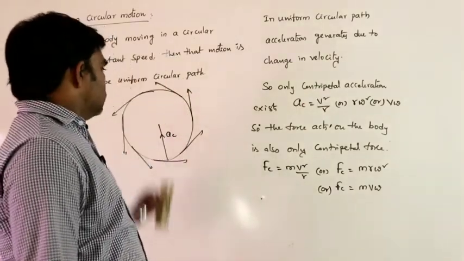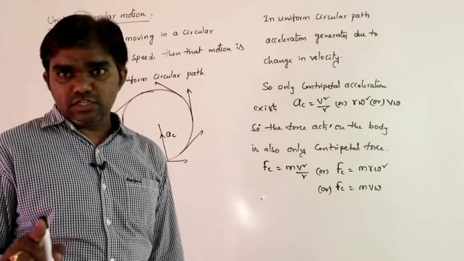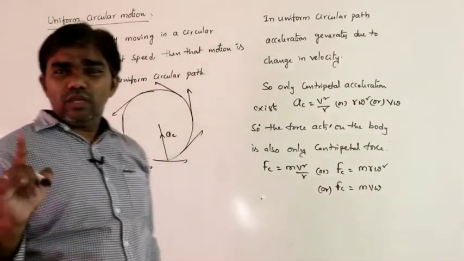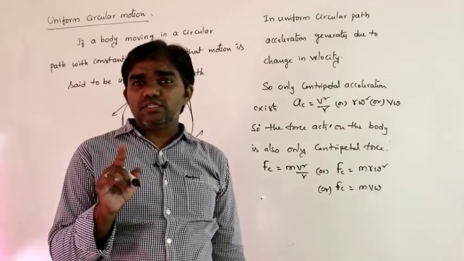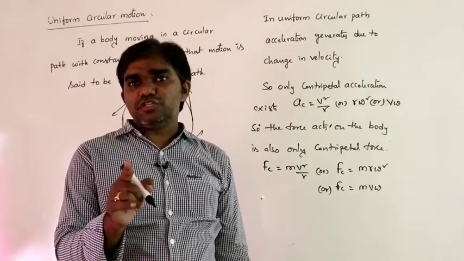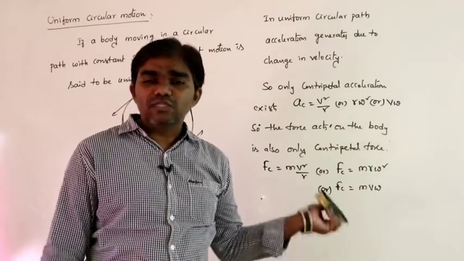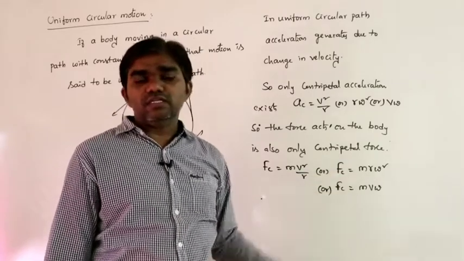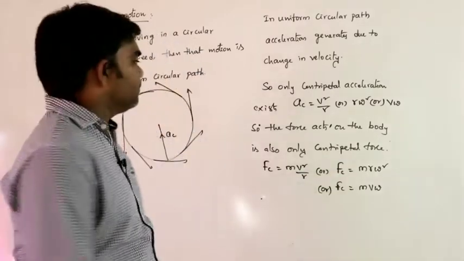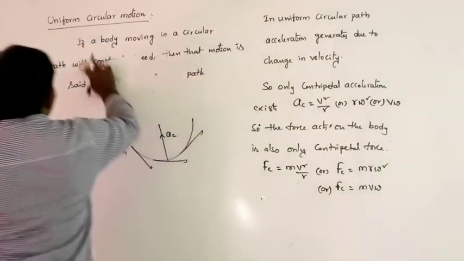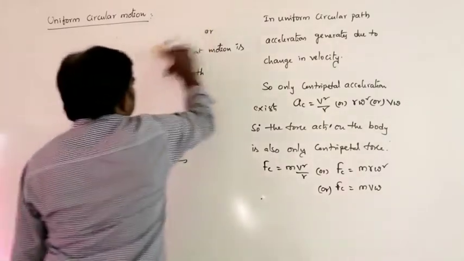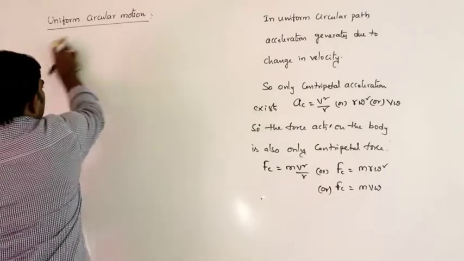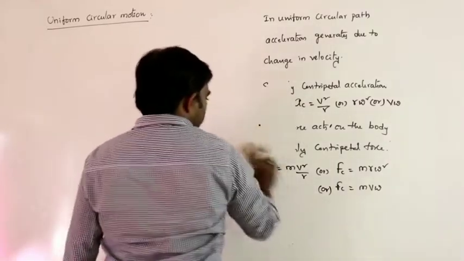So only one acceleration exists. That motion is called uniform circular motion, where only the speed of the body remains constant. Only one acceleration exists, and that acceleration is called centripetal acceleration, and only one force, the centripetal force, exists. Next condition, non-uniform circular motion.